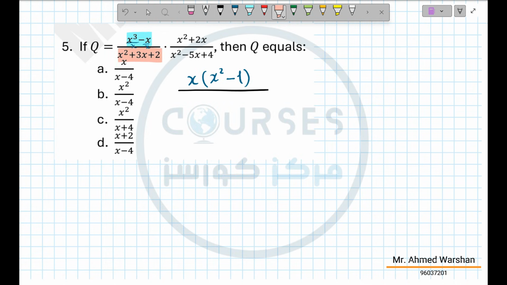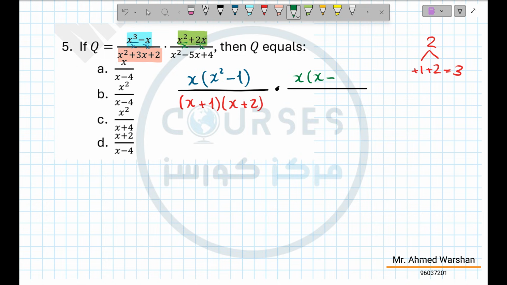If we want to factor this, it's a quadratic. So we have 2. 2 is 1 times 2. Positive, positive means positive, positive. So that's going to be equal to 3. So that's x plus 1, x plus 2. Okay. For this one, we can also take x as a common factor. So this is going to be times. So take x as a common factor and imagine you're dividing by x. So this is going to be x plus 2.